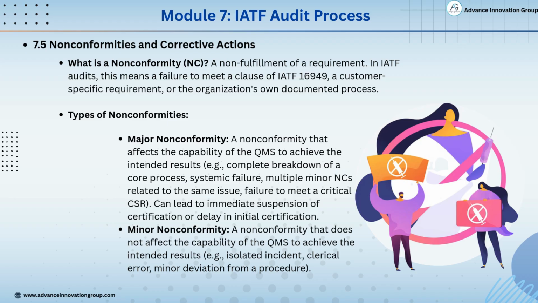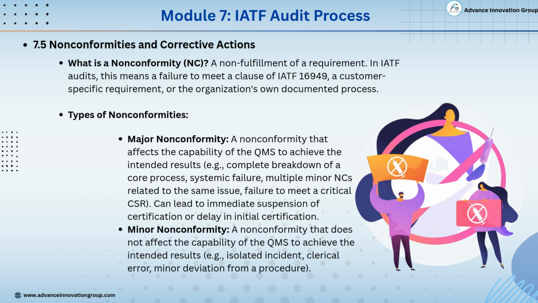Types of nonconformities. 1. Major nonconformity. These are serious issues. They affect the QMS's ability to deliver intended results. Examples: systemic failure, breakdown of a core process, many minor NCs tied to one issue, missing a critical CSR, customer-specific requirement. Impact: can lead to suspension of certification or delay in getting certified.